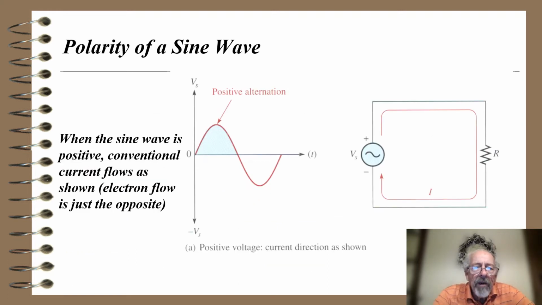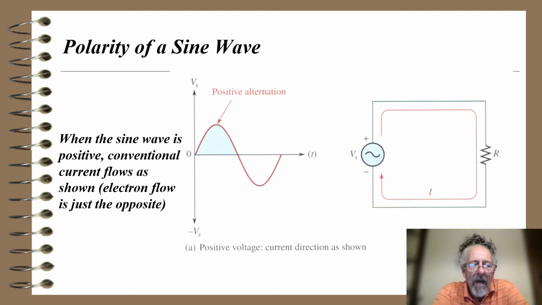So we talk about the polarity of a sine wave, here shown with a shaded area above the positive, well, 0 is the ground where the time is indicated, and it turns out above that would be positive and below that line is negative. So this shows that blued in area is a positive alternation of the sine wave.